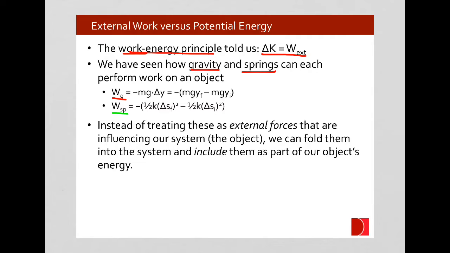And in either case, these works are taking kinetic energy away from our object. They're taking kinetic energy away because they're applying forces that are slowing our object down. But instead of treating these as external forces that are acting on our system from the outside, we can fold them into the system and include them as part of the object's energy. We do that by defining the work done as negative change in gravitational potential energy and as a change in elastic potential energy.